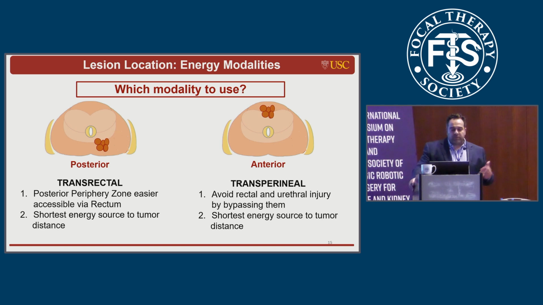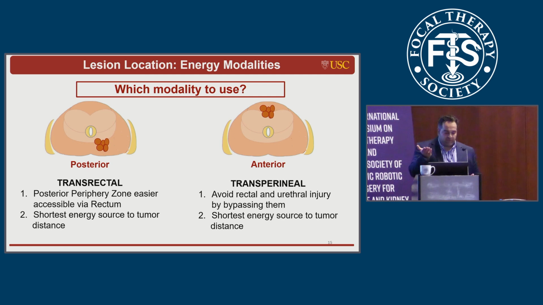For patients with tumors in the posterior aspect of the prostate, I like to use transrectal energy modalities because the posterior peripheral zone is easier accessible through the rectum. It's the shortest energy source to tumor distance. For anterior tumors, I like to use a transperineal approach to avoid rectal and urethral injury by bypassing them. It's the shortest energy source to tumor distance.